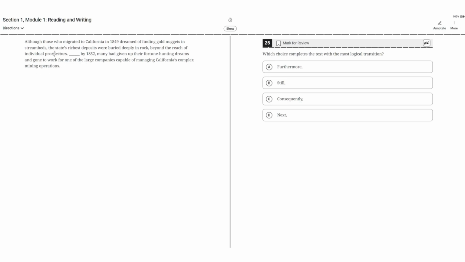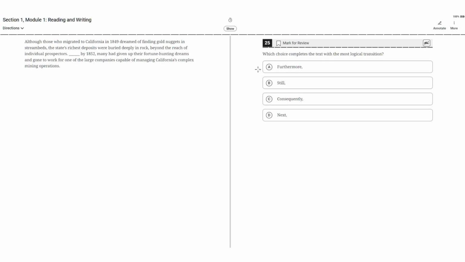So the first sentence here describes how many people migrated to California dreaming of finding gold nuggets, but these gold nuggets were buried deeply in rock, beyond the reach of individual prospectors. And the second sentence here shows that because of this, many workers had given up their dreams and worked for the larger mining companies capable of managing California's complex mining operations. So the transition between these two sentences must emphasize the consequence or result of the information in the first sentence.